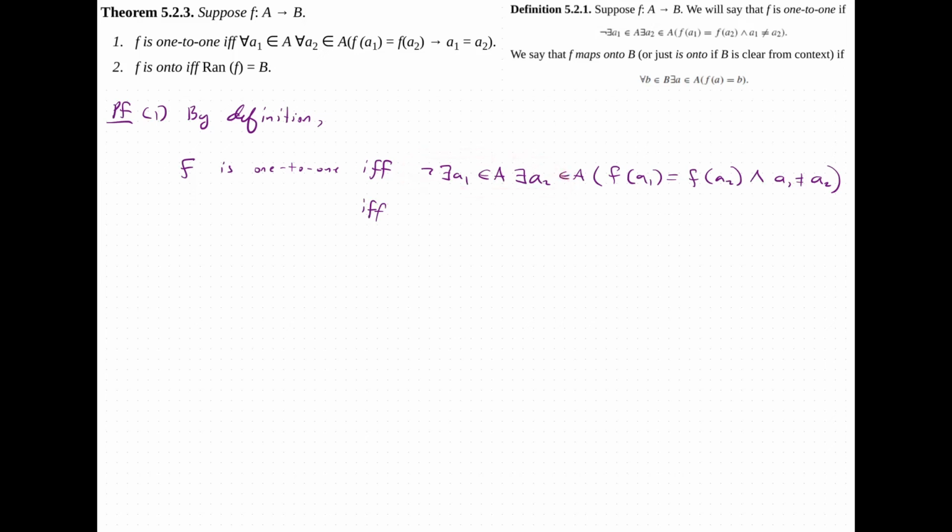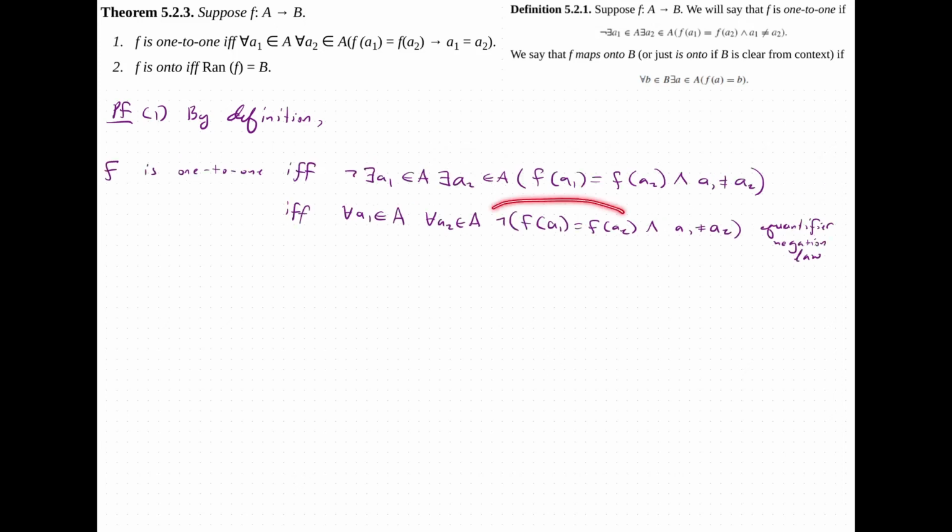When we have not there exists, this becomes for all A1 and then not this portion here. But then if we do one more, this will be not there exists, which is for all, and then not of this portion here. And so what that will give us is for all A1 in A, and for all A2 in A, we have not (F of A1 equals F of A2, and A1 does not equal A2). And so here, this is the quantifier negation law, which I'm running out of space, so give me one moment.